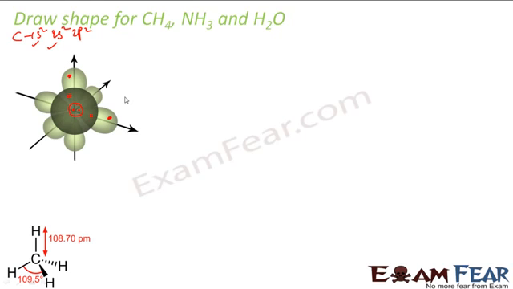Correct. Now I am saying that in the excited state it will be 1s2, 2s1, 2p3, right? So I'll remove one electron from here and put it somewhere here. In the excited state, one electron jumped and came here. This is my excited state of carbon.